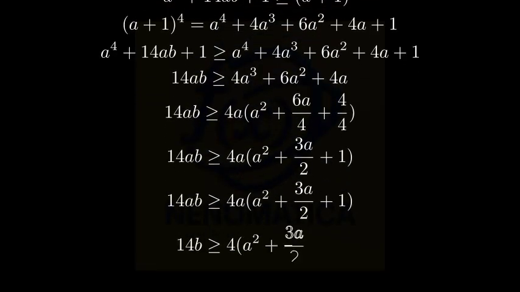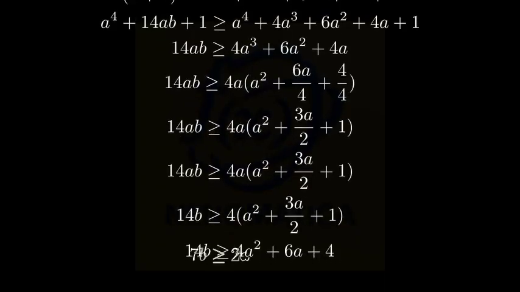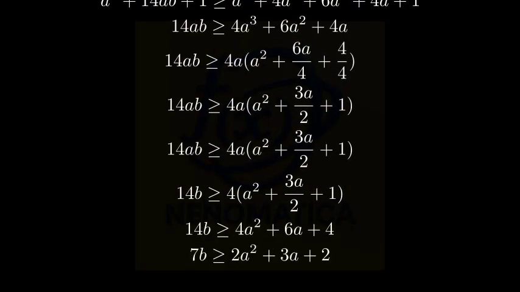Now, let's divide both sides by a, assuming a is positive. We get 14b ≥ 4 times (a^2 + 3a/2 + 1). Simplifying again, we get 14b ≥ 4a^2 + 6a + 4, or 7b ≥ 2a^2 + 3a + 2.